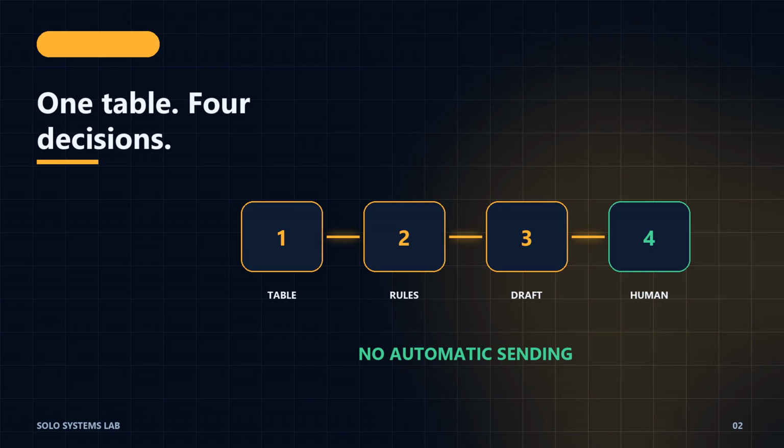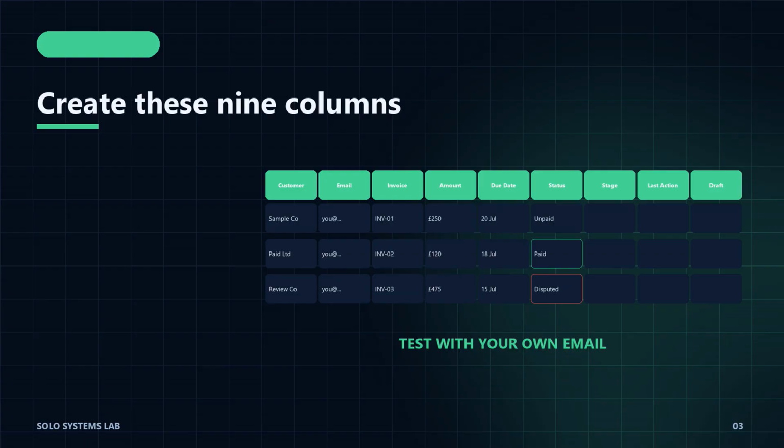You can build this with a normal Google account, although Google applies usage quotas and asks you to authorize the script the first time it accesses Gmail. Start with a blank spreadsheet and rename the first tab Invoices. Add 9 column headings exactly as shown: customer, email, invoice, amount, due date, status, reminder stage, last action, and draft status. Exact names matter because the script looks them up.